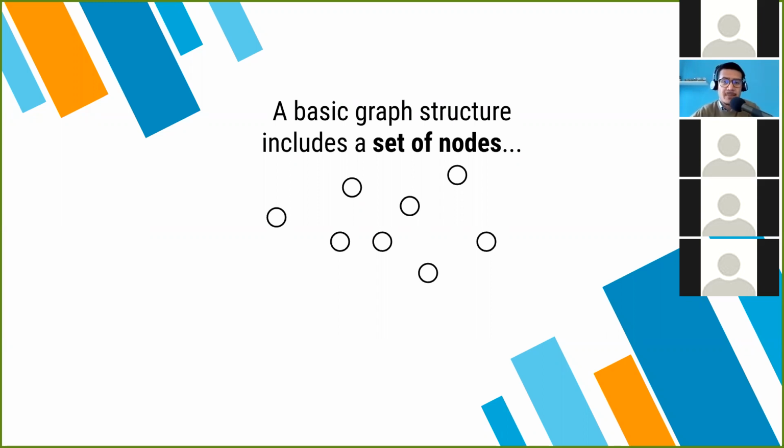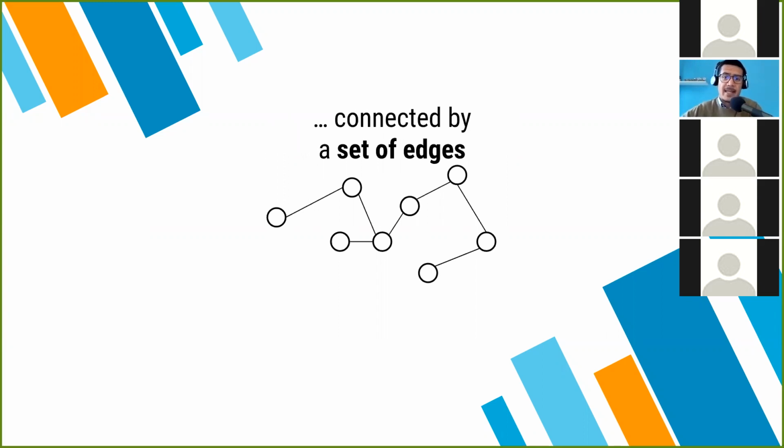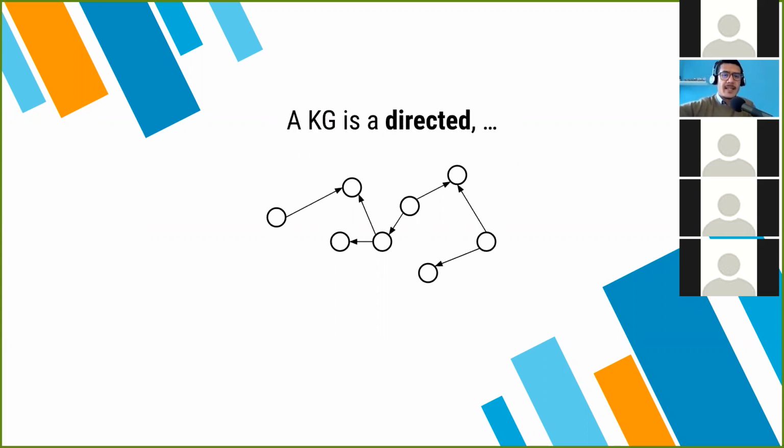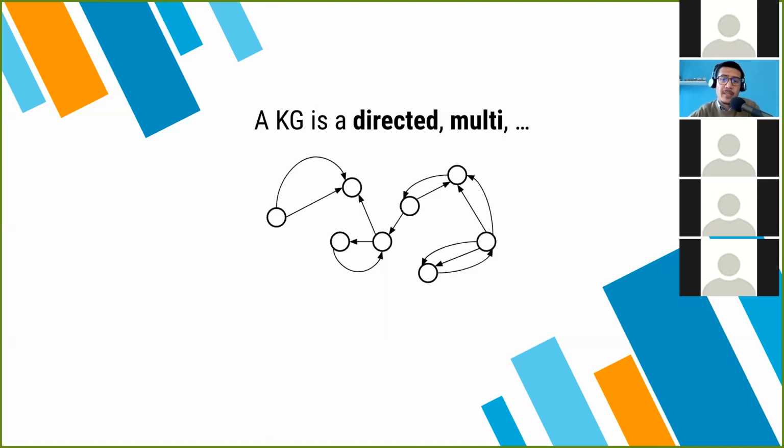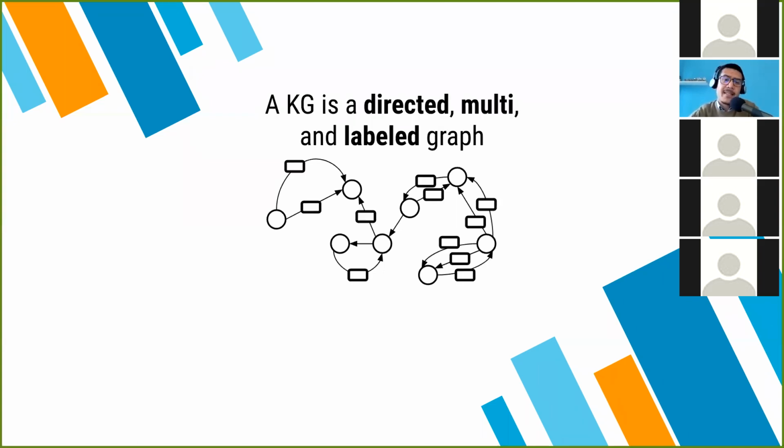I believe that we all know that a simple graph structure includes a set of nodes, which are connected by a set of edges. In the case of a knowledge graph, these edges are directed. You can have multiple edges between two nodes, and these edges are characterized by a specific label. Actually, in a knowledge graph, different types of attributes can be assigned to both nodes and edges. For instance, a person has different attributes, such as his or her name, or his or her age. But from a graph perspective, this relational structure is the most relevant one.